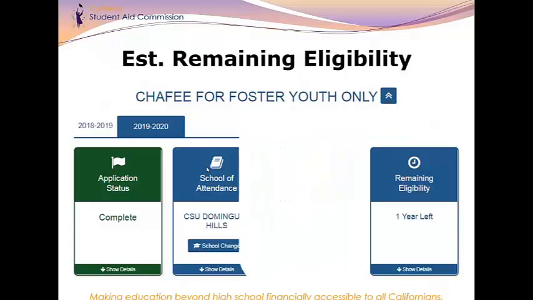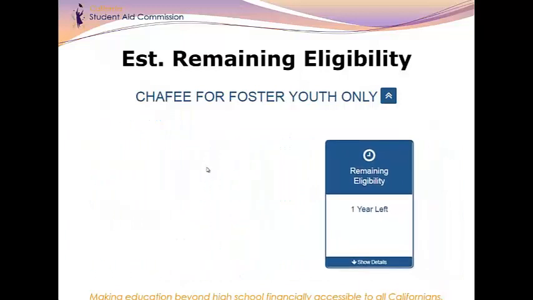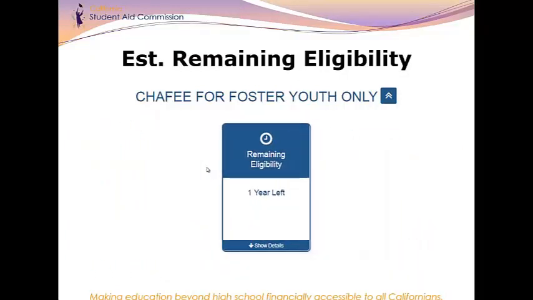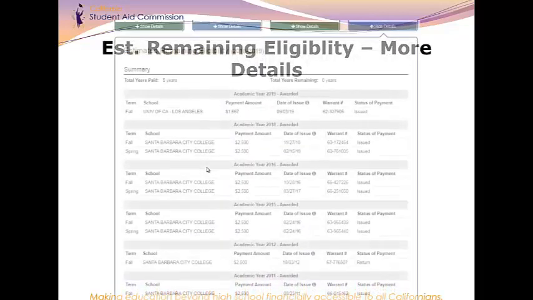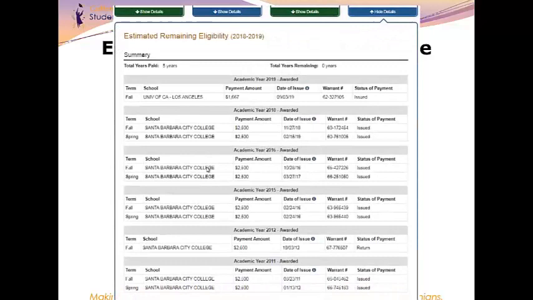The next card is the remaining eligibility. It will tell you approximately how many years you have left of Chafee eligibility. By clicking Show Details, you can see the various times that you've been paid your Chafee grant, how much, and what the status of it was.